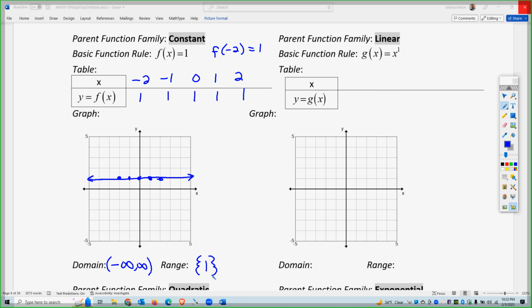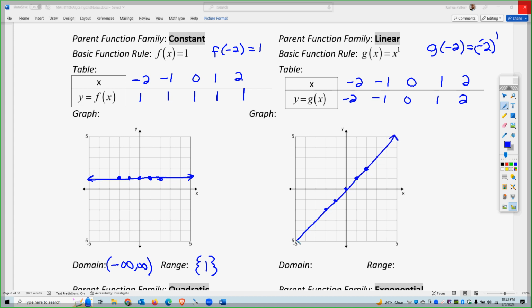Okay, linear, or line. So no matter what I plug in, -2, -1, 0, 1, and 2. If I plug in -2, I'm going to get -2 to the first power, which is -2. If I repeat that, I'm just going to get the same numbers back out. So at -2, I'm at -2. At -1, I'm at -1, at 0, I'm at 0, at 1, I'm at 1, at 2, I'm at 2. And again, I can pick any x value I want.